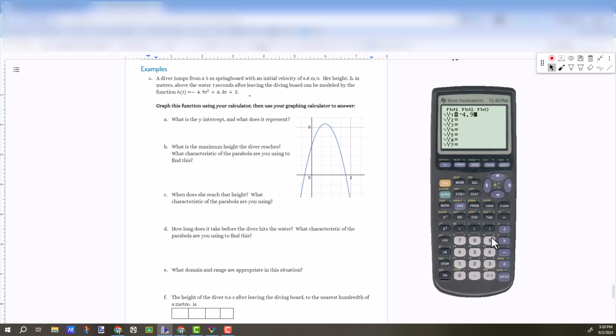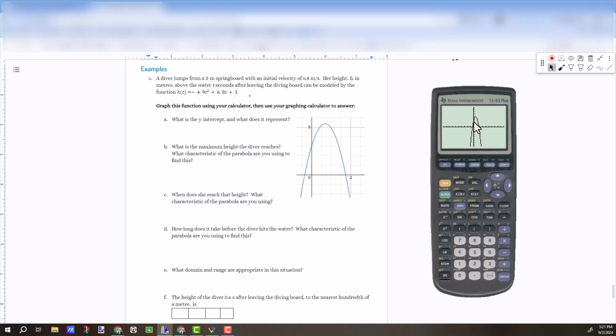So we put 4.9. Now we're going to put in our variable. Our variable button is here, and we're going to use x for the t. We're going to square it. Then we're going to add 6.8x, and then we're going to add the 3. Now when we graph that, let's see what we get. Okay, looks pretty good.